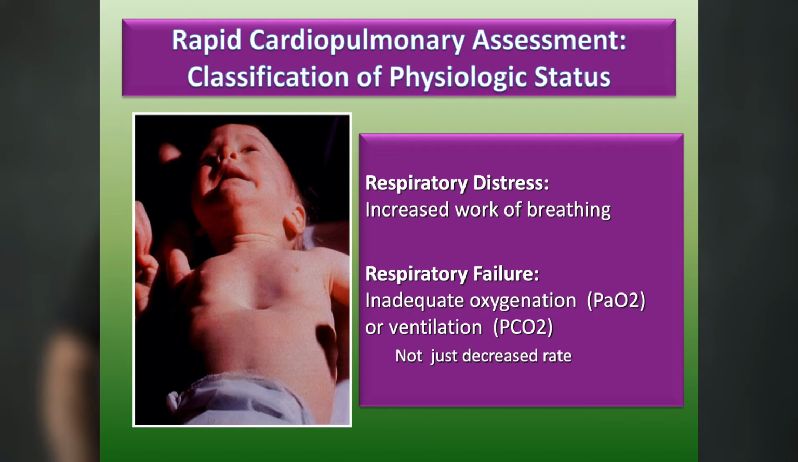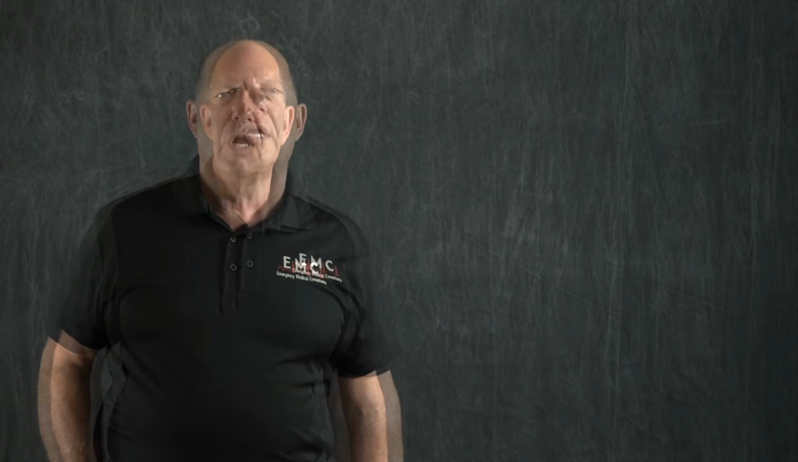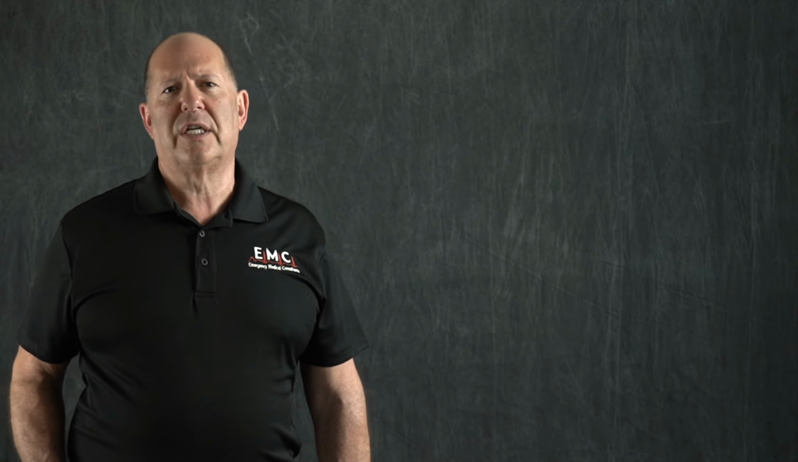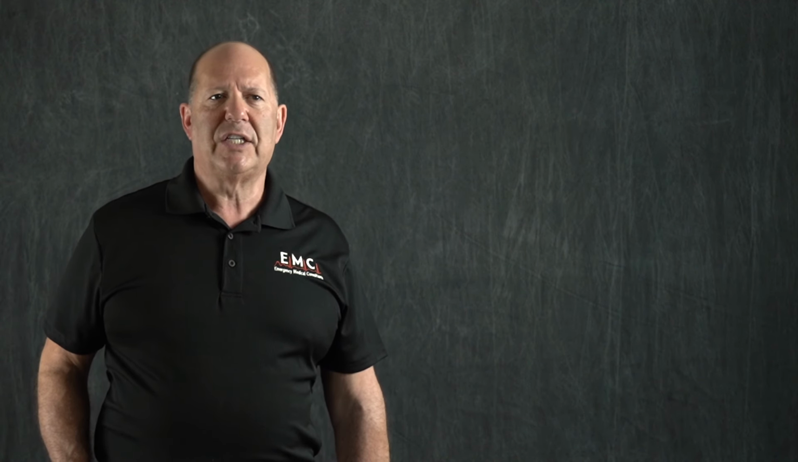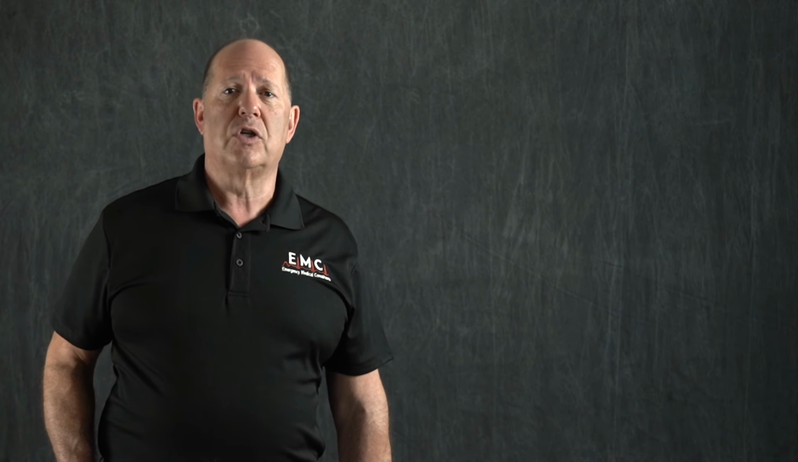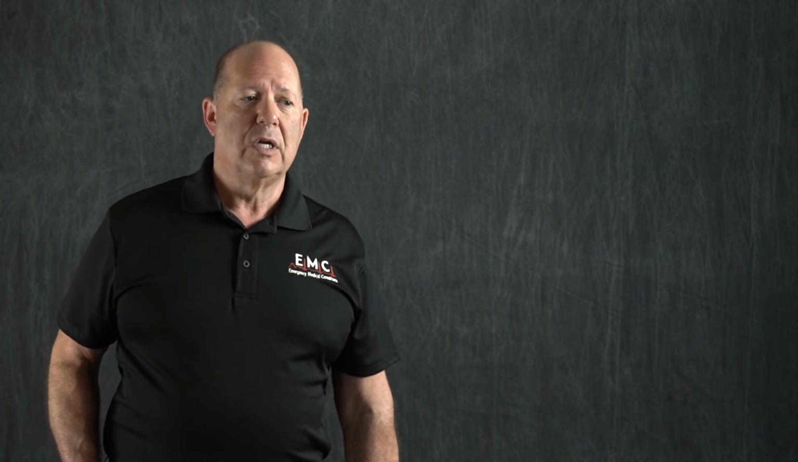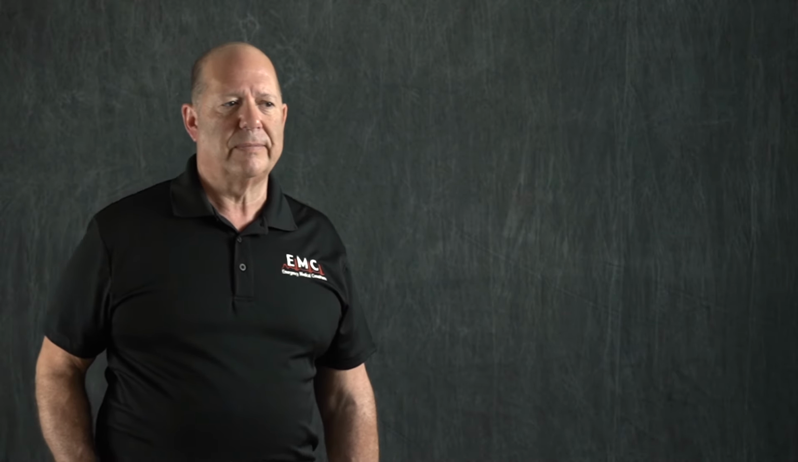We can measure oxygenation with our pulse oximeter, and we can measure ventilation with our CO2. So as the patient's respiratory stress increases and he's not ventilating appropriately or effectively, his CO2 will start to rise. At some point in time, his O2 will also start to drop. So remember that respiratory failure is not just somebody who has quit breathing.